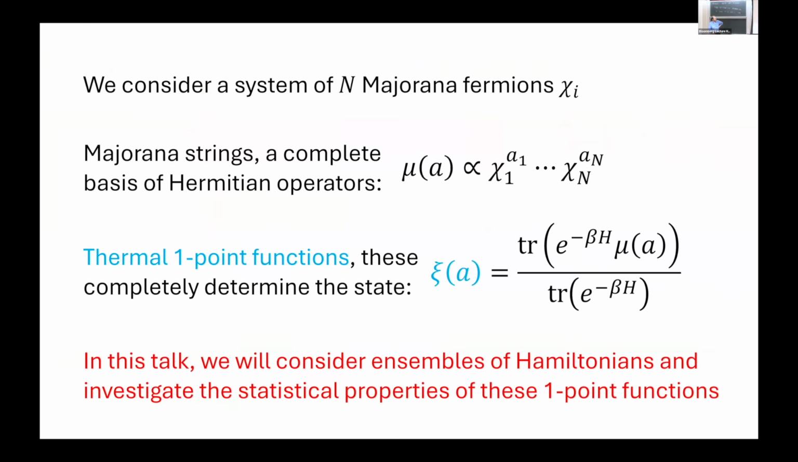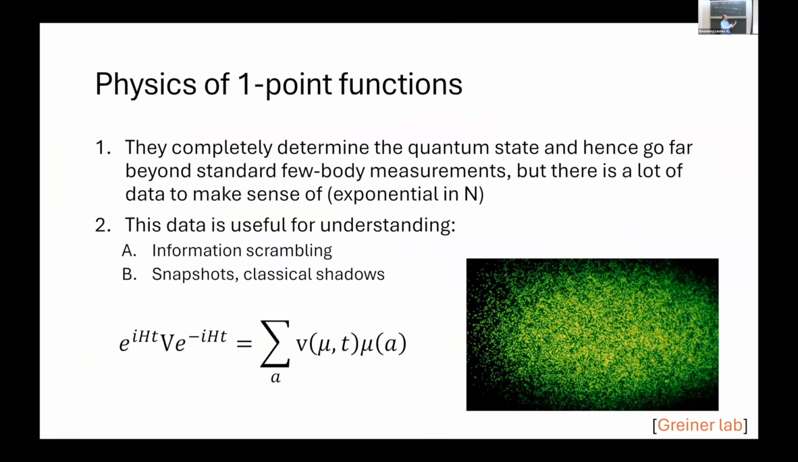We're good. So we're going to consider the properties of these strings. I just wanted to lay out the objects, but let me explain why we care about these things. First of all, they fully specify the many-body quantum state. If you know all of these expectation values, then you know the entire quantum state. Now, in a many-body system, there are exponentially many of these, so it's a lot of data to keep track of. And experiments don't normally access all this information. They're normally looking at few-body measurements. So it's sort of there, but hard to see, hard to keep track of.